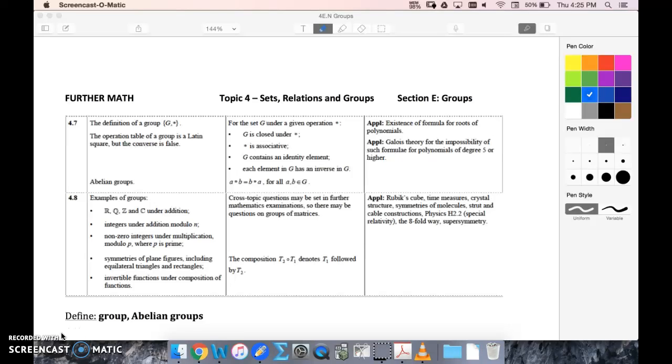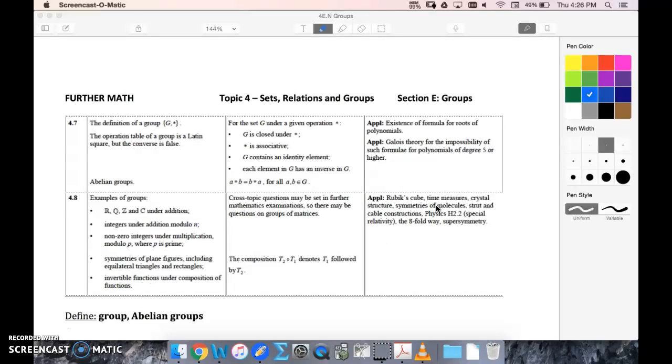All right, so now we're looking at groups. This is actually section 4.7 from the syllabus, but in your book it's section E. So skipping around a little bit in the syllabus, but we're going to talk about the definition of a group, Latin squares, abelian groups, and the examples of groups we're not going to talk about so much. Those will come up as you're practicing problems and in some of our examples.